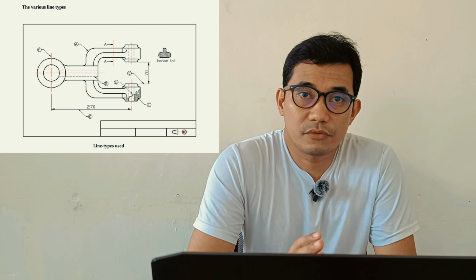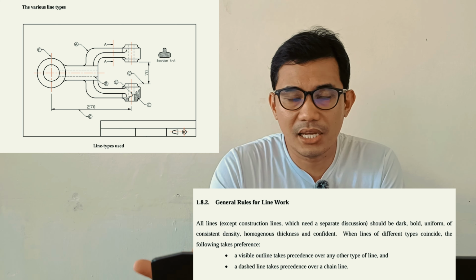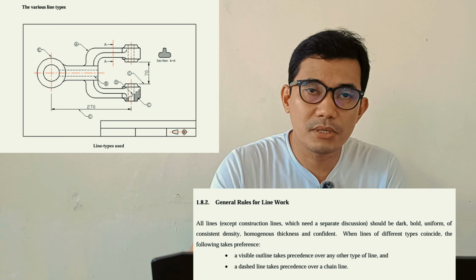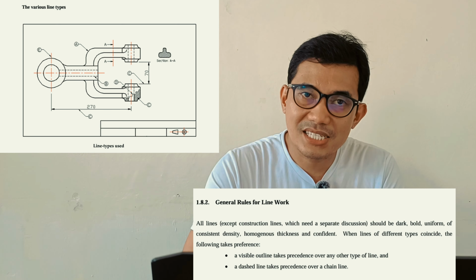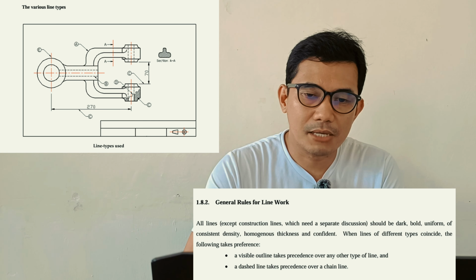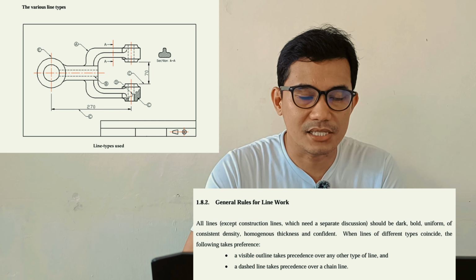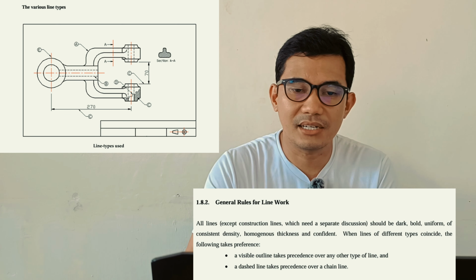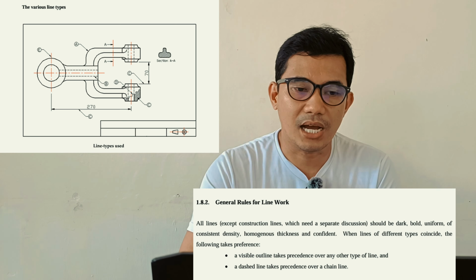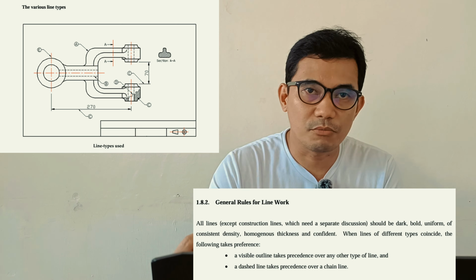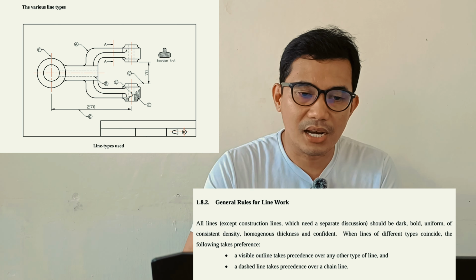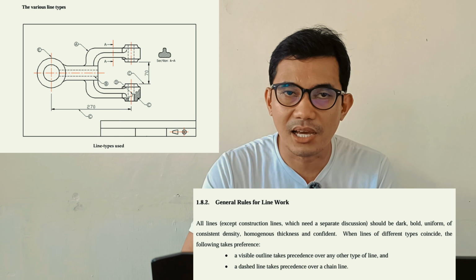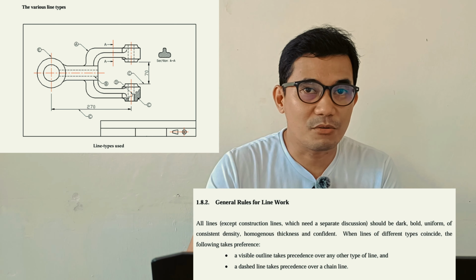Now, there are general rules for line work. All lines except construction lines, which we have a separate discussion for, should be dark, bold, uniform, consistent in density, homogeneous in thickness, and confident. When lines of different types coincide, the following takes preference. A visible outline takes precedence over any other type of line. So the visible outline, or line type A, prevails. Next, a dashed line takes precedence over a chain line. If a dashed line and a chain line meet, the dashed line prevails over the chain line.